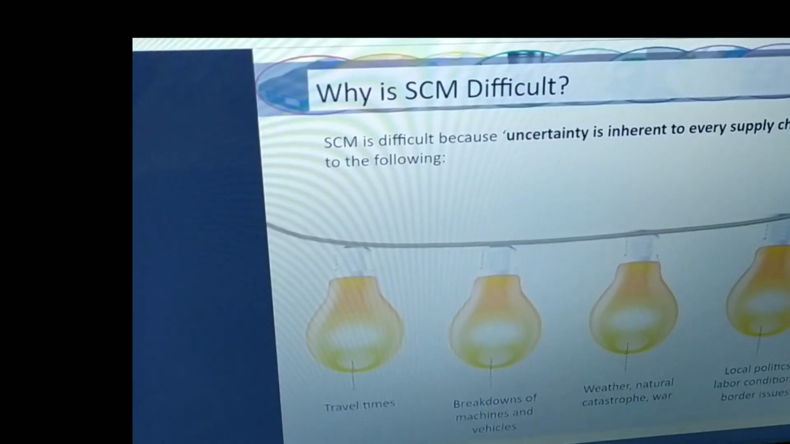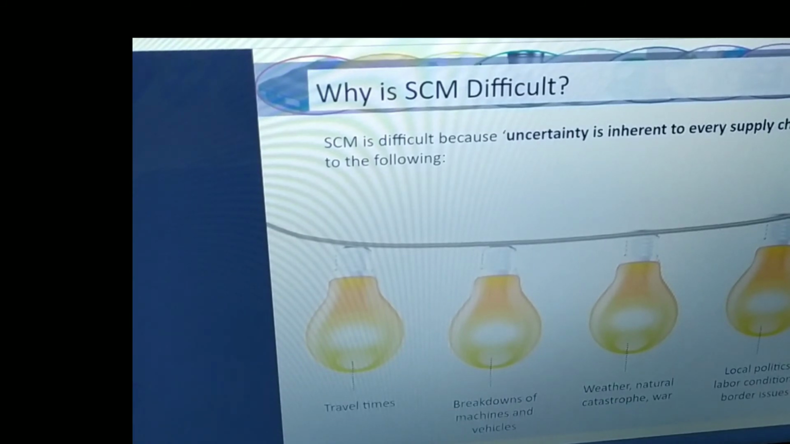Now we will discuss the last topic, why supply chain management is difficult. Supply chain management is difficult because uncertainty is inherent to every supply chain due to the following points. The first is travel times. You can realize this by thinking about travel times in this COVID-19 period, when all the things have broken down and the times are not regular. Travel times are also affected by things like war. And the second point is breakdowns of machines and vehicles.